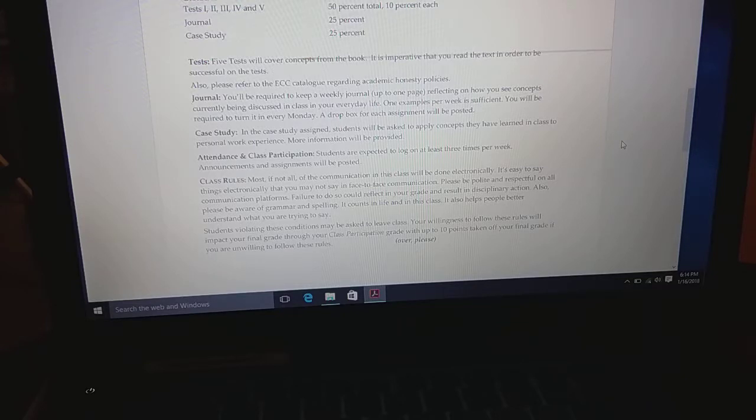Also, be aware that grammar and spelling matter. Grammar matters in life, and it also counts in this class. Proper grammar helps to get your point across more effectively. And if people do participate in any kind of unfortunate or rude communication, I'll definitely be in touch with you about it.